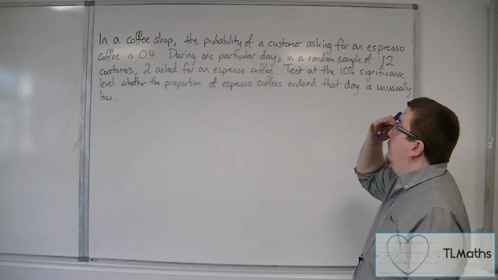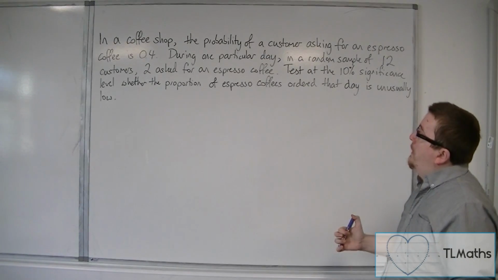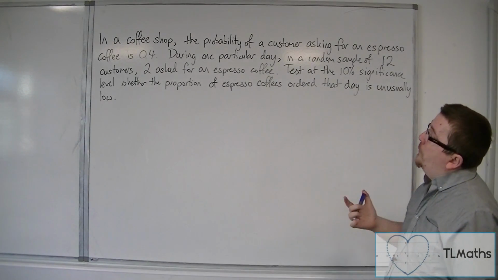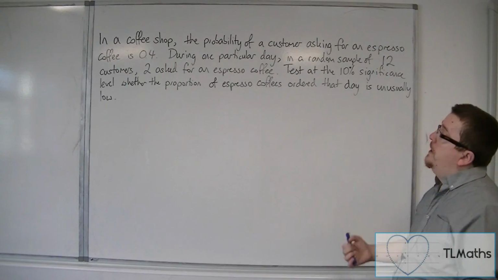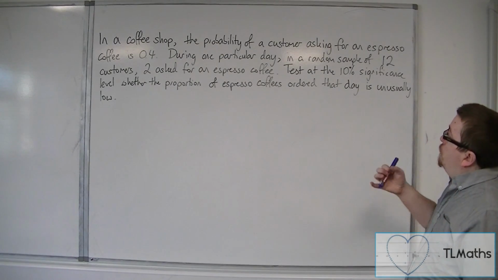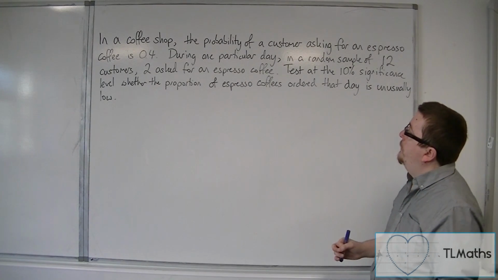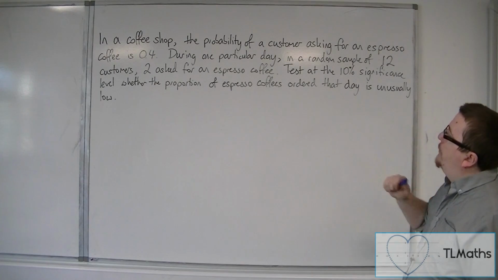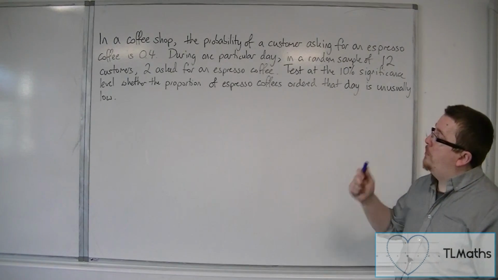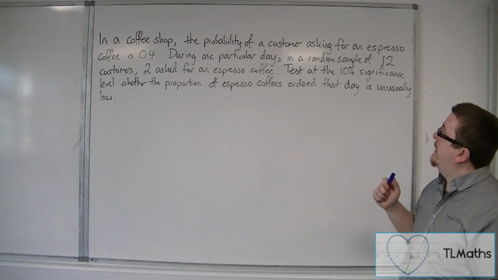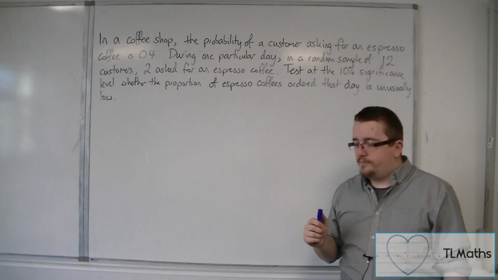Okay, so in a coffee shop, the probability of a customer asking for an espresso coffee is 0.4. During one particular day, in a random sample of 12 customers, 2 asked for an espresso coffee. Test at the 10% significance level whether the proportion of espresso coffees ordered that day is unusually low.